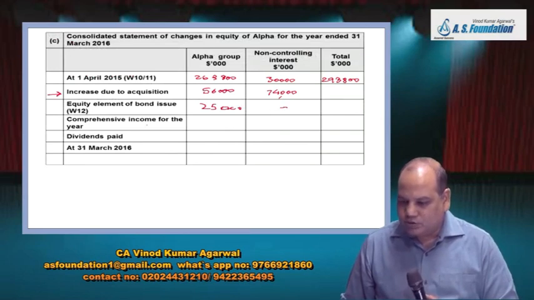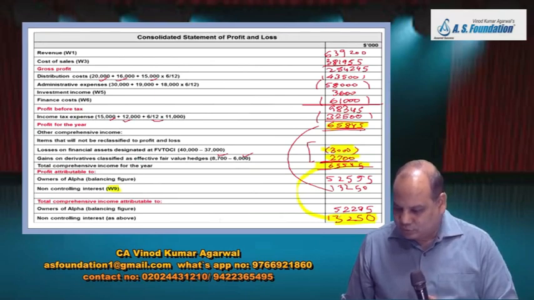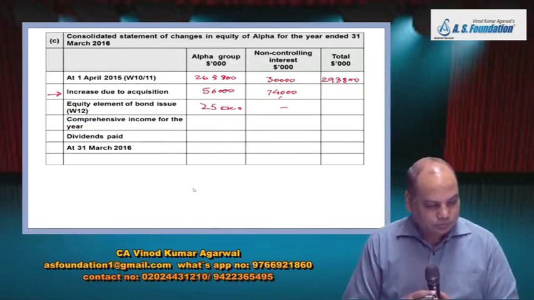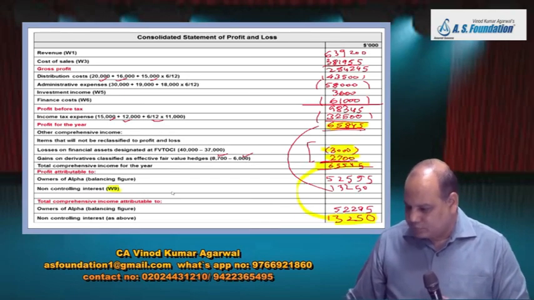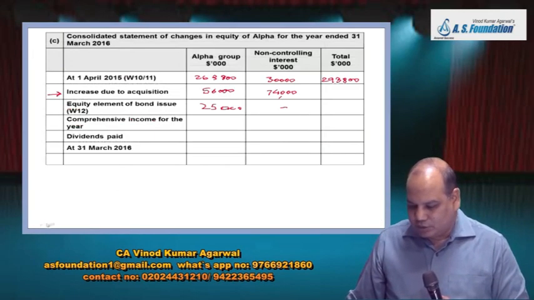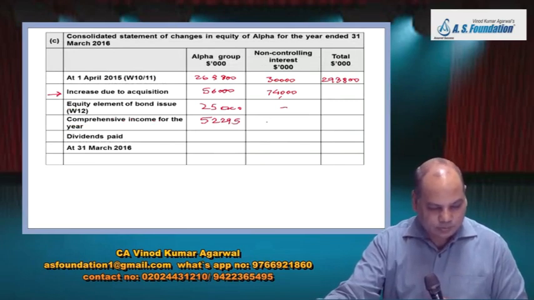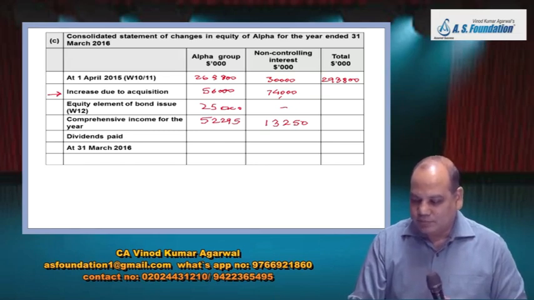Next is comprehensive income for the year. From where will you get this figure? Previous table, last two numbers, 52,295. And NCI was how much? 13,250. Total column is your homework.